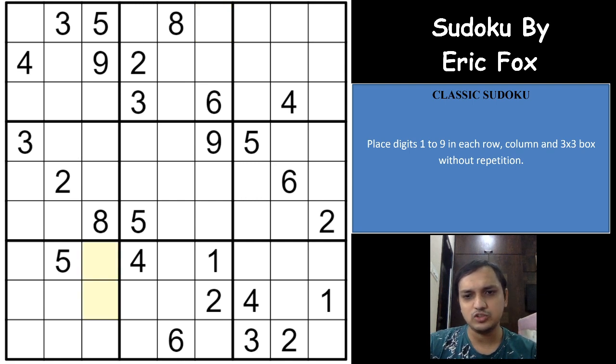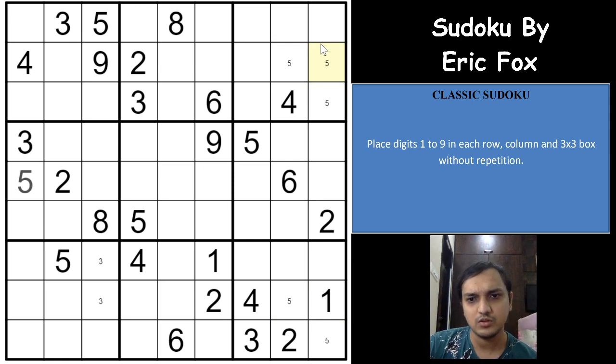3 has to be in one of these two cells. 5 has to be here. Because of the 5 and 5 here, 5 has to be here. Let's see if we can place all the 5s. 5 has to be in one of these two cells, and 5 has to be in one of these three cells. So all the 5s are placed now. Let's see if we can place the 2s. Both the 2s will be here. There will be a 2 here, and 9 will have to be here. In this box, 9 will have to be here.